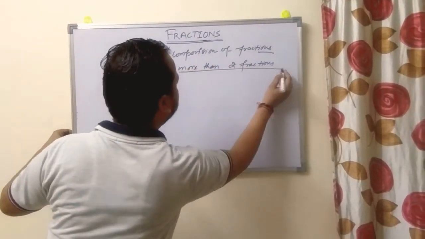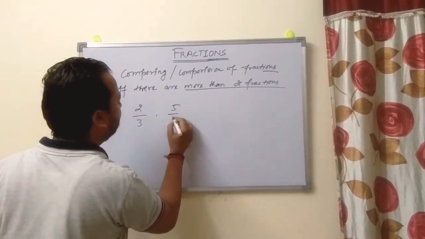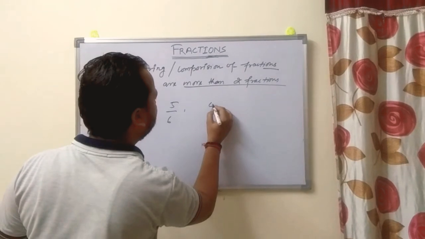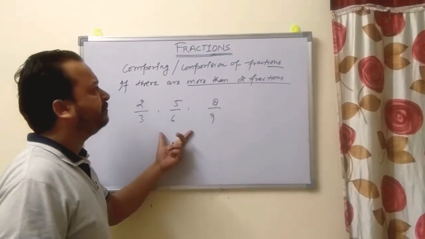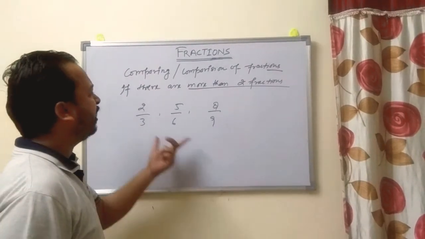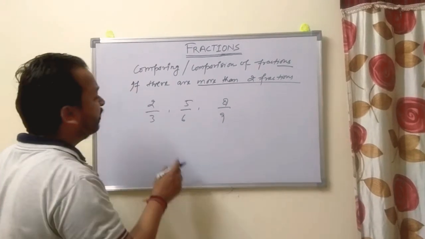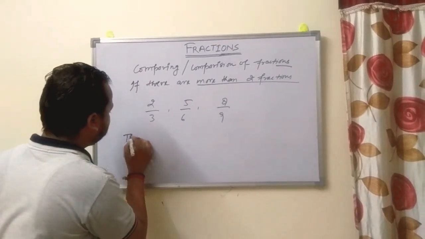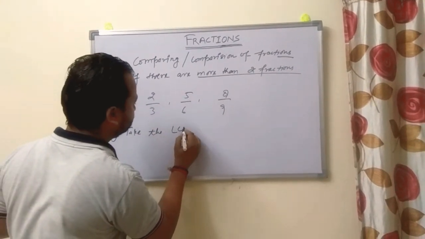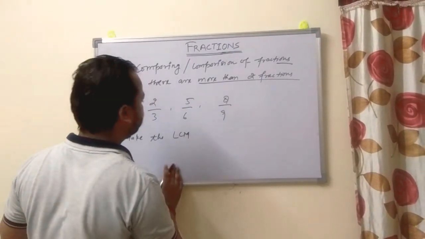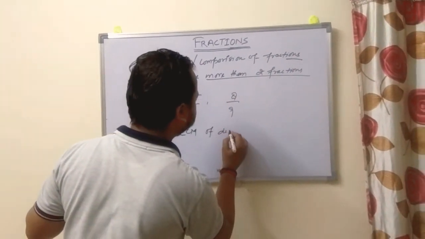suppose there are three fractions like 2 by 3, 5 by 6 and 8 by 9, and you have to compare them, meaning either arrange them in ascending order, descending order, or find which one is greater. So the first thing is that you have to take the LCM of 3, 6 and 9, the LCM of the denominators.